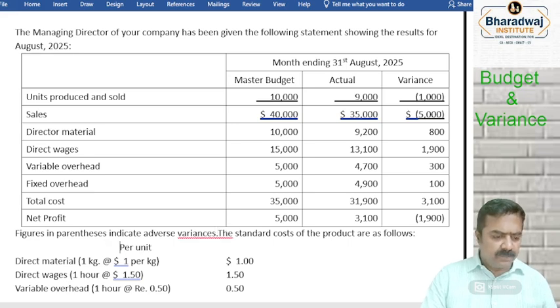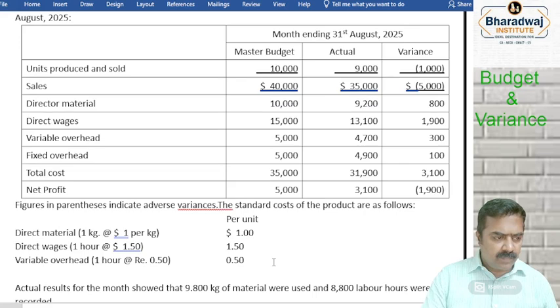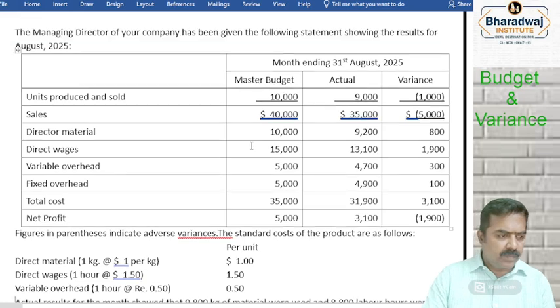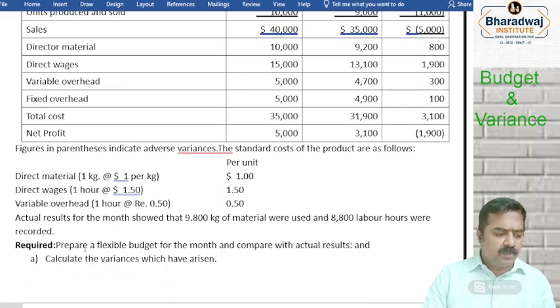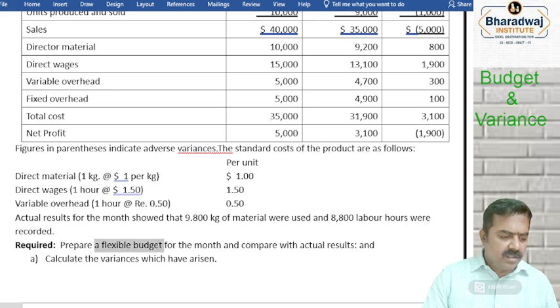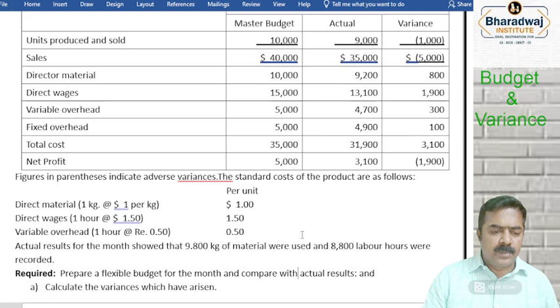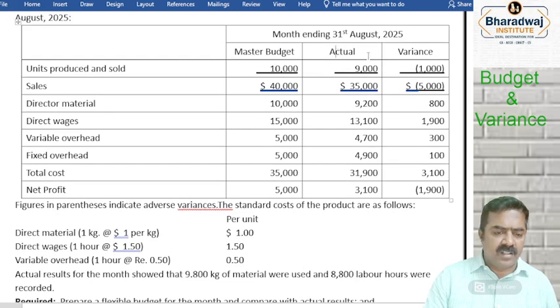for this question. We are given master budget, actual is given, variance is given to us. The question is, they ask you to prepare a flexible budget and compare with which one? Actual results. Do they ask you to go with budget already available or flexible budget? Flexible budget means you have to prepare the budget for the actual.